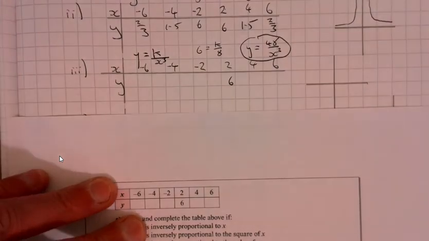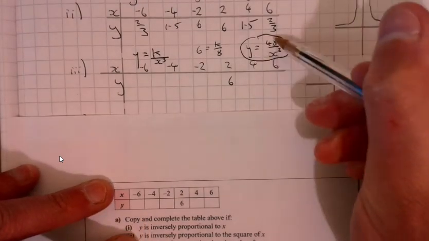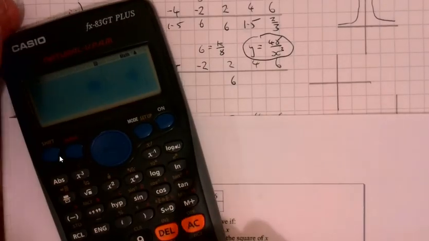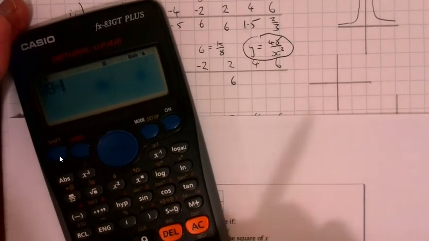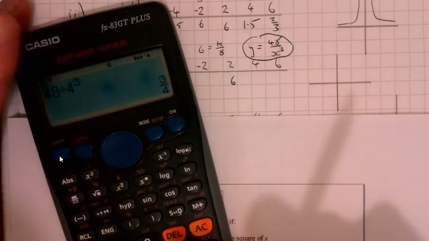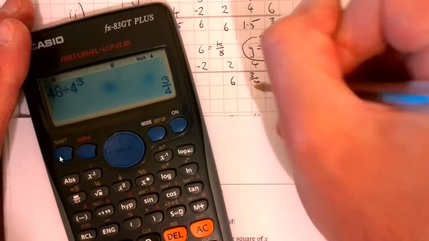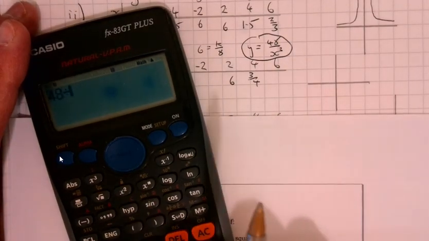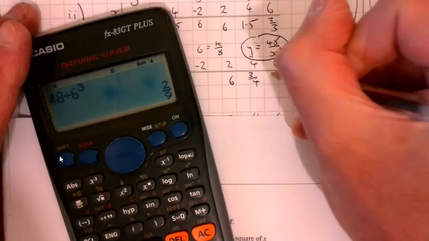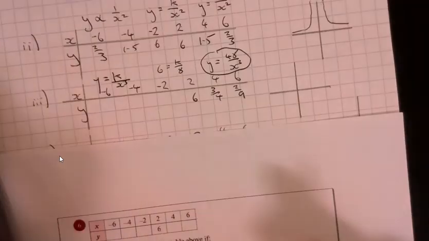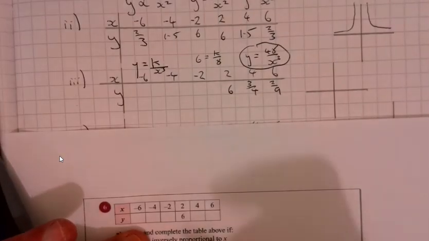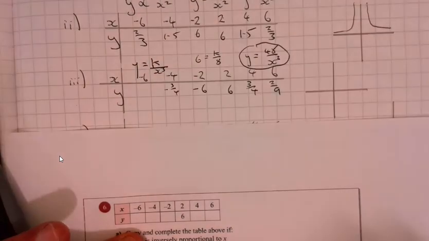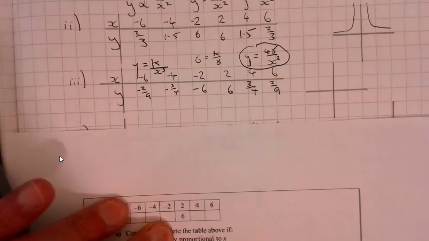cubed, just there. Right, so let's just quickly do this. What have we got? We've got 48 divided by 4 cubed. It's going to give me 3/4. And then 48 divided by 6 cubed is 2/9. And then these ones are going to be the same, but negative. Minus 6, minus 3 over 4, minus 2 over 9.